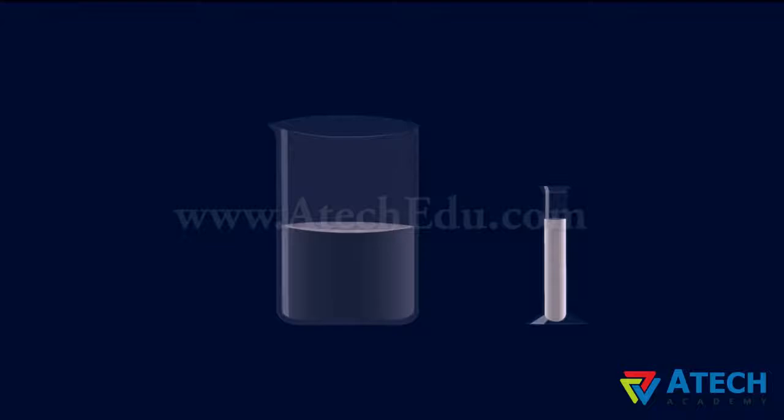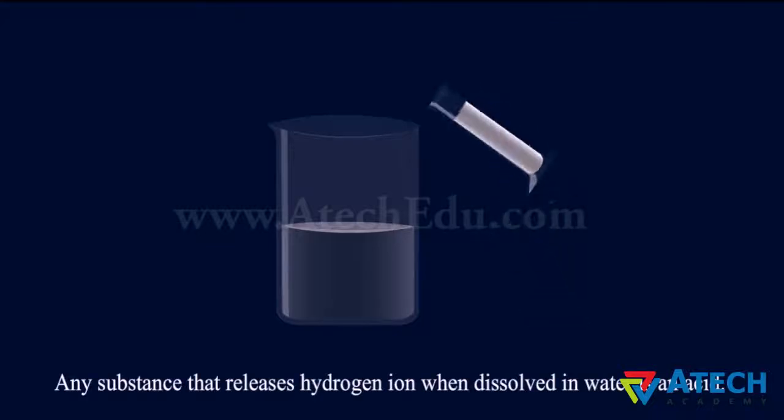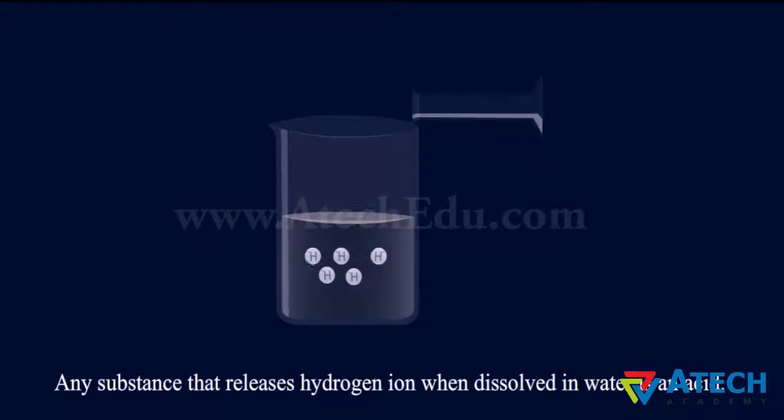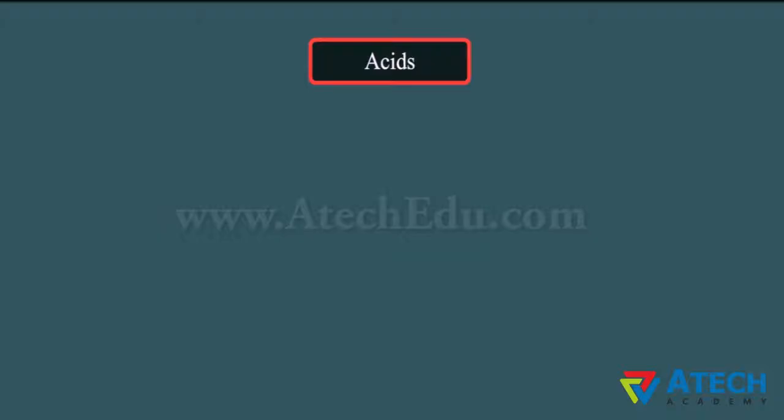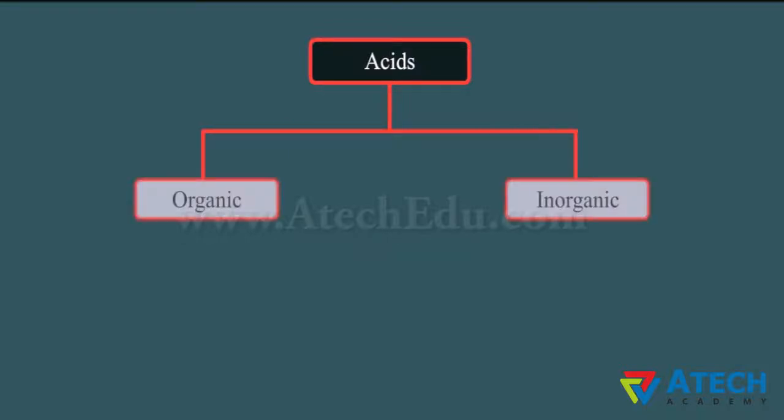Any substance that releases hydrogen ions when dissolved in water is an acid. When 5 milliliters of hydrochloric acid is mixed in water, hydrogen ions are produced. Acids are of two types: organic acids and inorganic acids. Examples of organic acids are curd, lemon, grapes, raw mangoes and oranges. Hydrochloric acid, sulfuric acid and nitric acid are examples of inorganic acids.